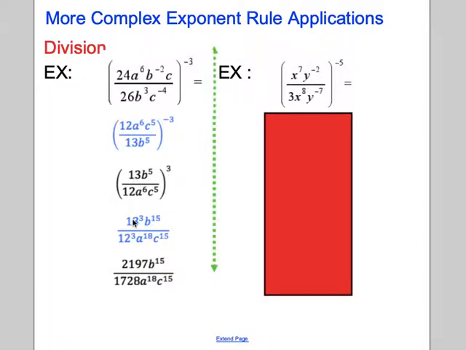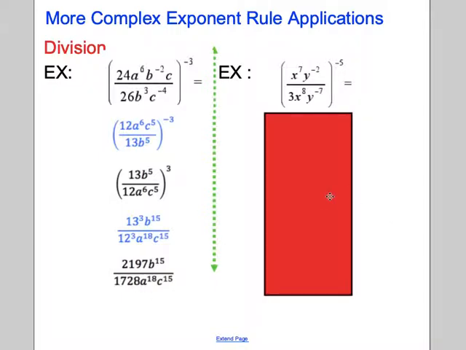13 to the 3rd is 2,197. 5 times 3 is 15. 12 to the 3rd is 1728. 6 to the 3rd is 18, because it's power to a power. And 5 to the 3rd, 5 times 3 is 15. Now, the great thing about this is a lot of times when you simplify beforehand, there is no simplifying to do later on. So that is my final answer.